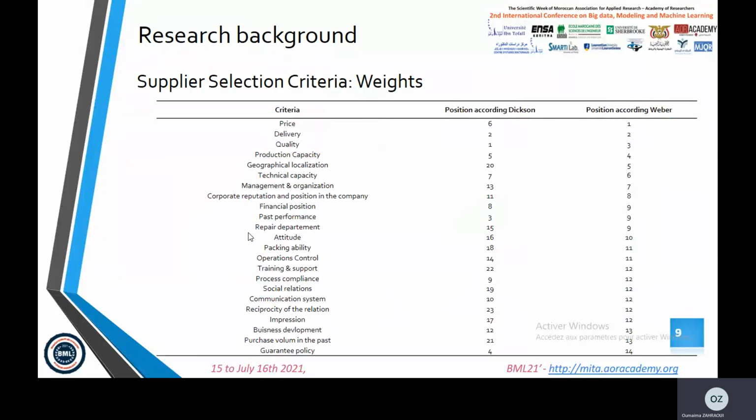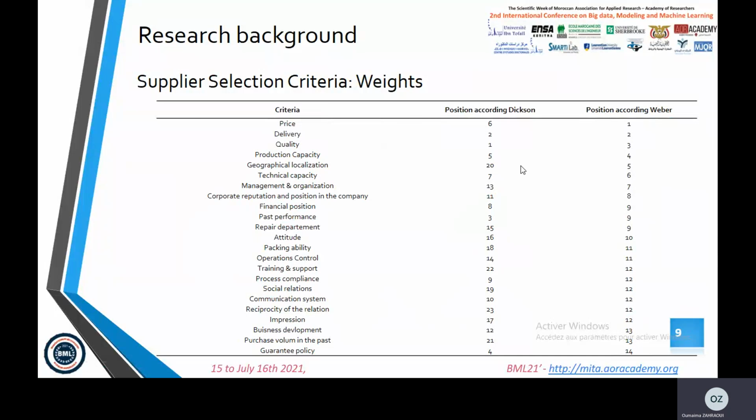For the weight of the supplier selection criteria, we have a lot of criteria like price, delivery, quality, production capacity, geographical localization. This criterion is not generic. The order of importance of the criteria depends on the level of requirements of the customer, its activity sector, the criticality of the products, and the type of relation that it plans to create with the suppliers.